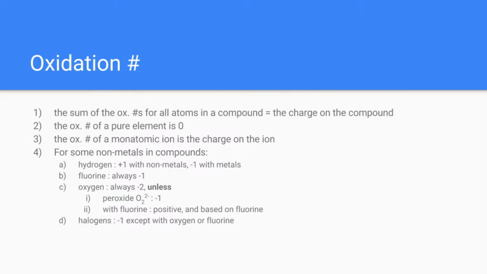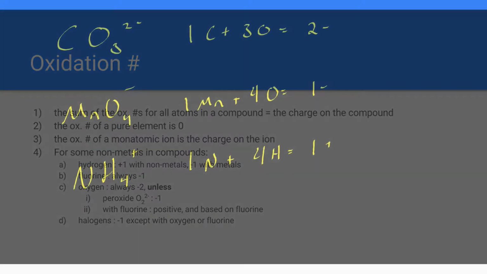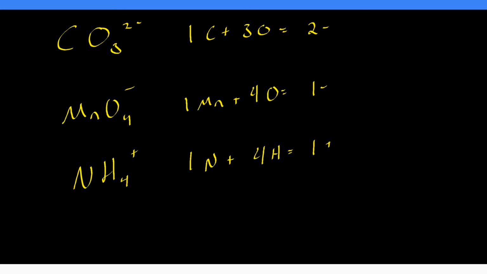These are the rules for finding oxidation numbers. The first is that the sum of the oxidation numbers for all of the atoms in a compound equals the charge of the compound. For example, here we have carbonate, CO3 2 minus. 1 carbon plus 3 oxygens equals a total of 2 minus. Here we have permanganate, MnO4 1 minus. 1 manganese plus 4 oxygens equals 1 minus. And then we have ammonium, 1 nitrogen plus 4 hydrogens equals 1 plus.